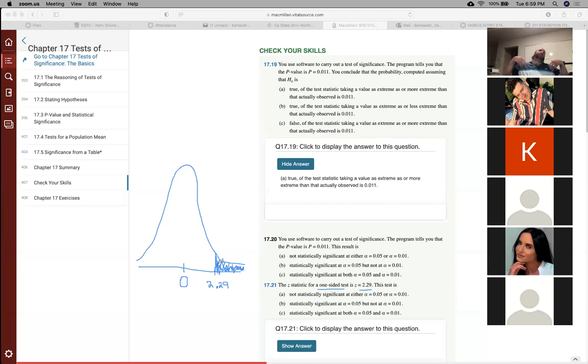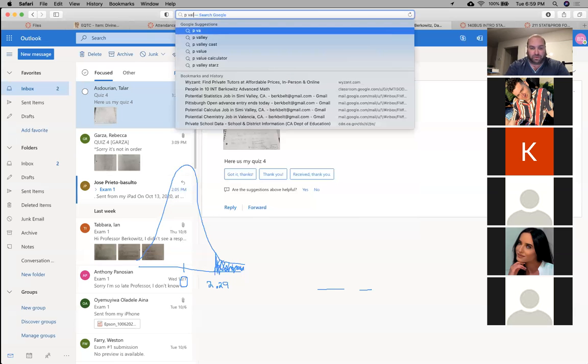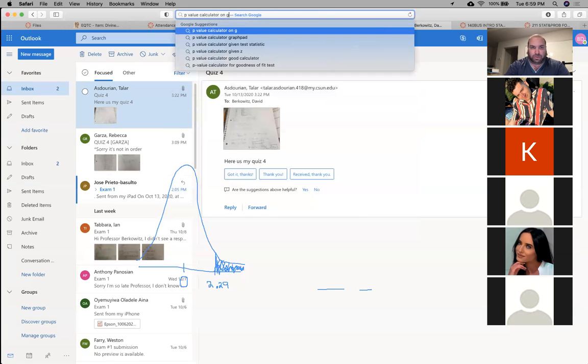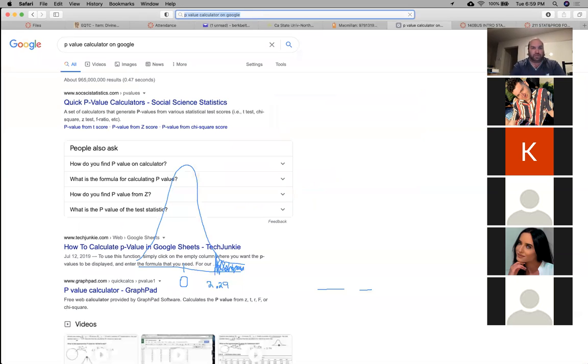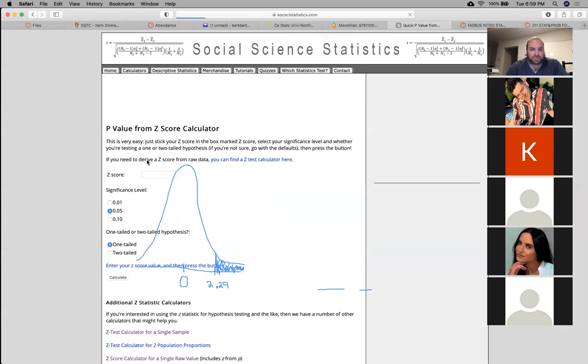Hopefully you all haven't forgotten all the stuff from previous chapters, because: p-value calculator on Google. I love it. Let's do that. So let's load up the p-value calculator on Google. It's a great idea. And we're looking at the p-value from a z-score.